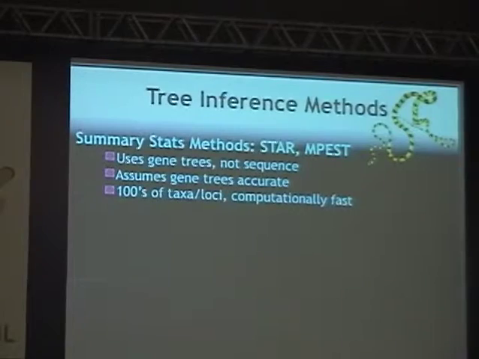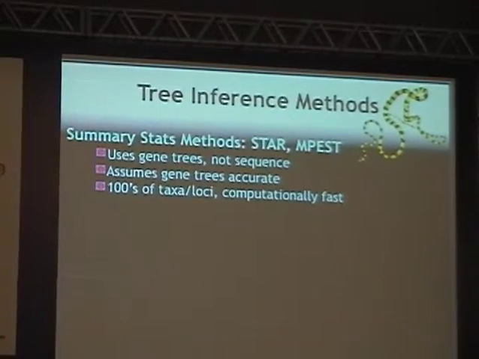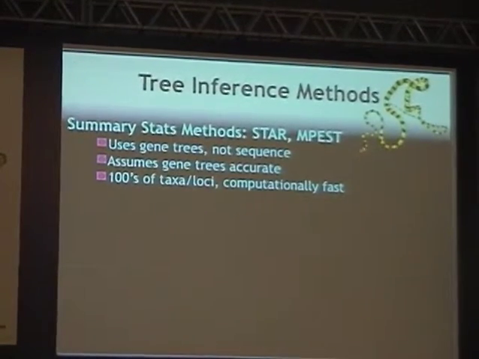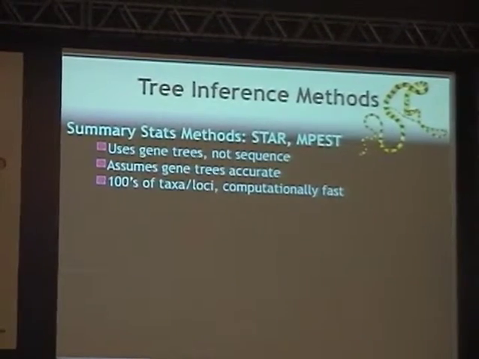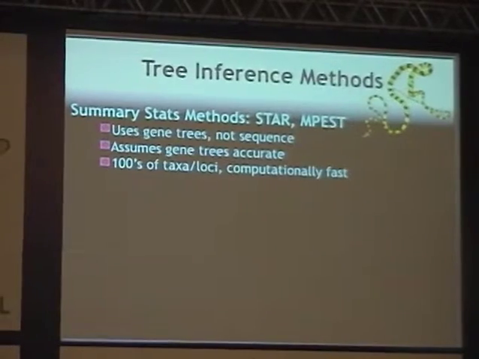problem. The really nice thing about this, though, particularly for NGS data, is that you can have hundreds of loci and you can have hundreds of taxa, and you can get the answer to this very, very quickly. So that's one of the huge advantages to it. And there are other nice summary stats methods as well that I've seen people talking about here. So these aren't the only ones out there.